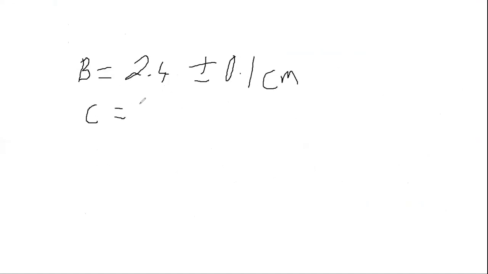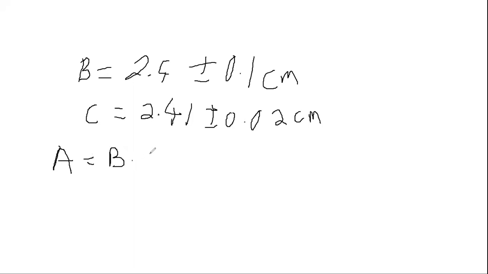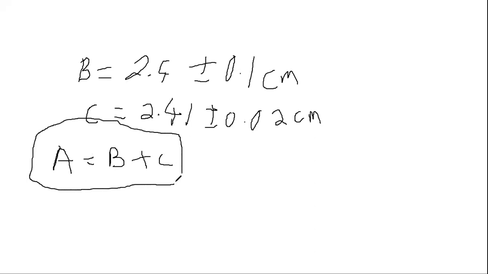Let's say your first reading is 2.4 plus minus 0.1 cm. You have another reading, 2.41 plus minus 0.02 centimeter. You have two readings. You want to find A. A is found to be B plus C. Okay, so this is the problem now.